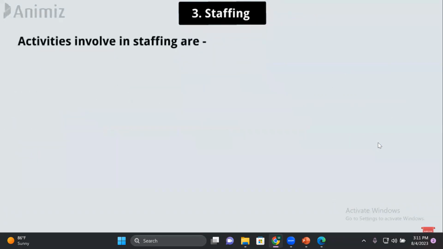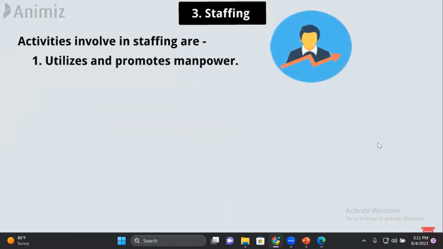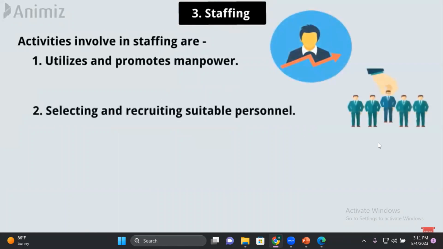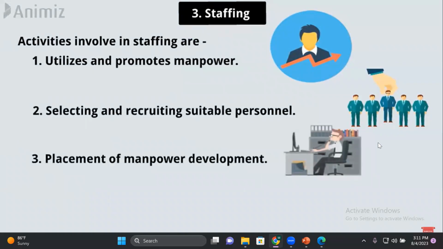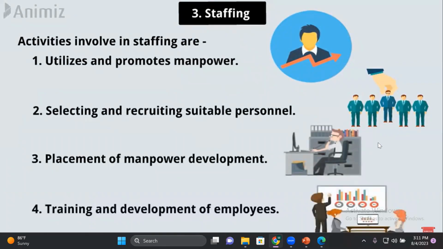Activities involved in staffing are: utilizing and promoting manpower, selecting and recruiting suitable personnel, placement of manpower, development, training and development of employees.